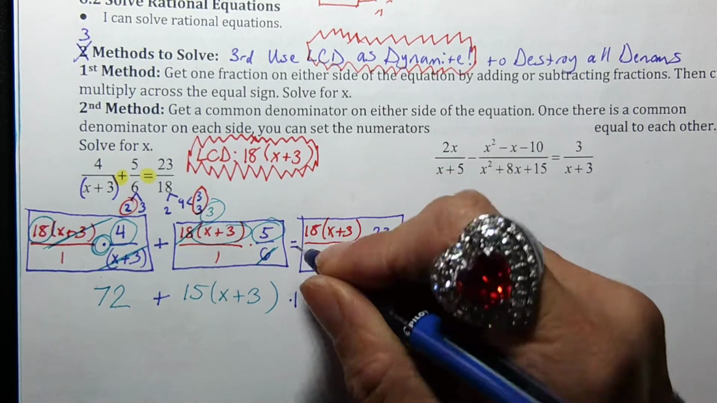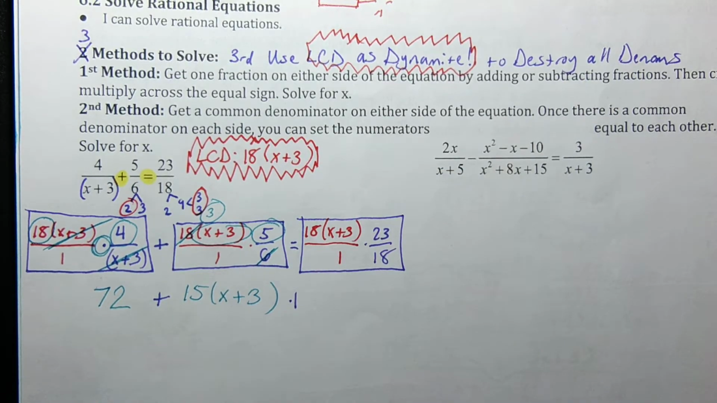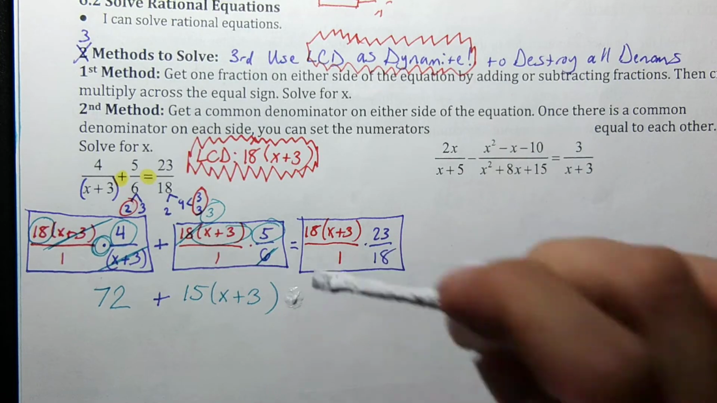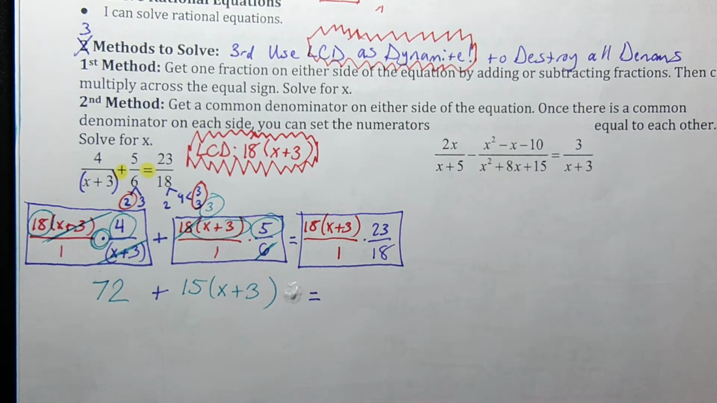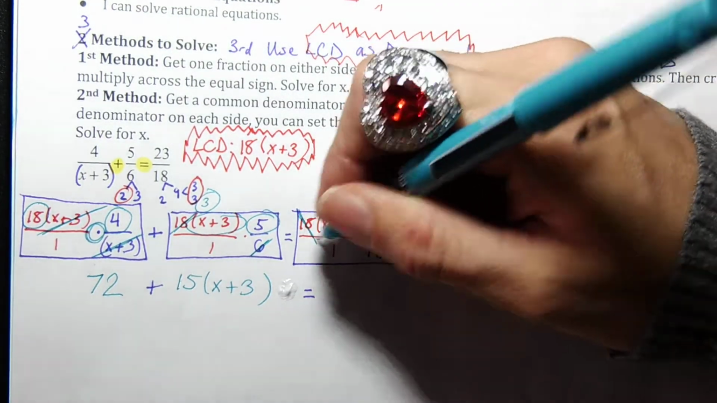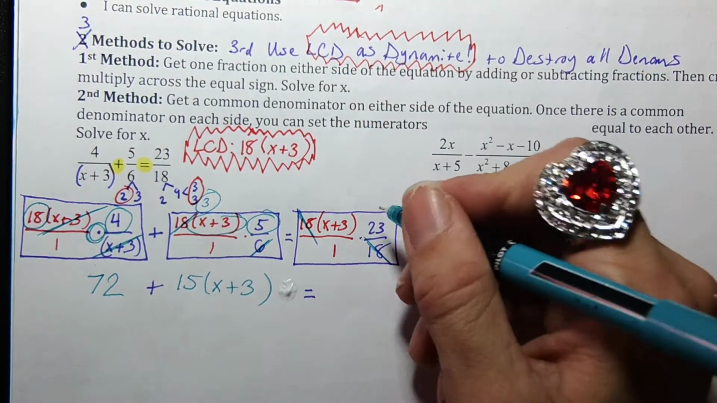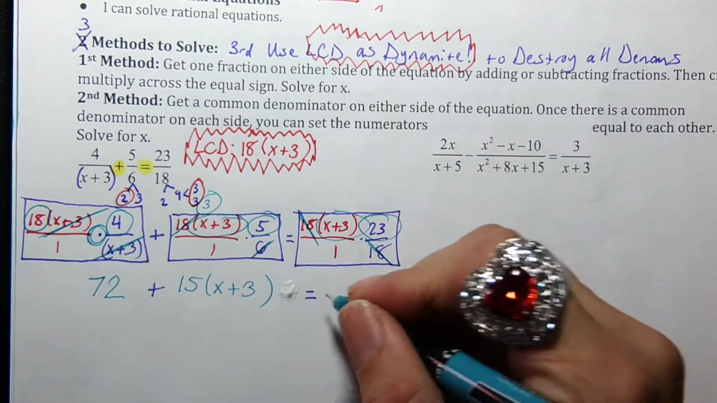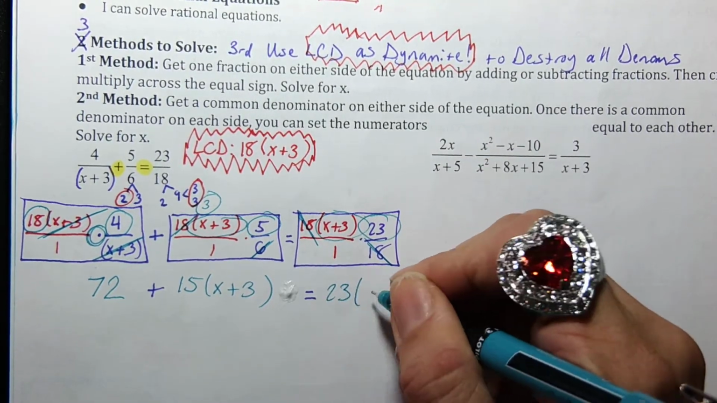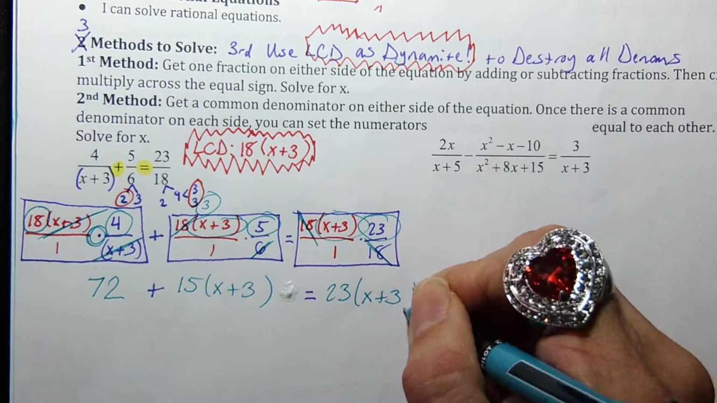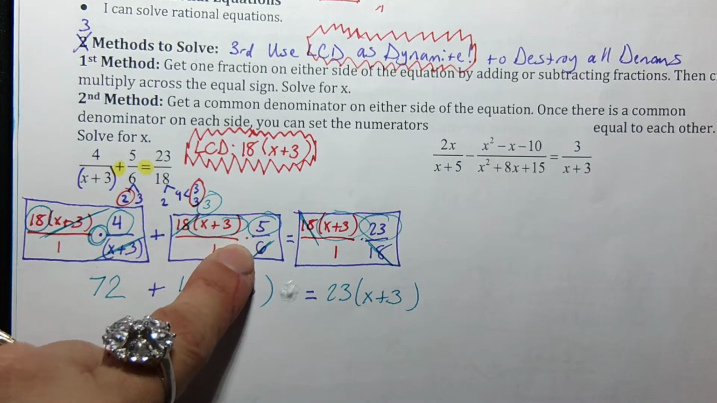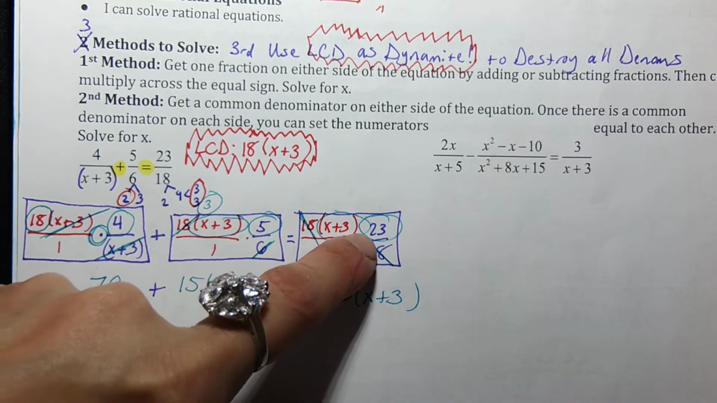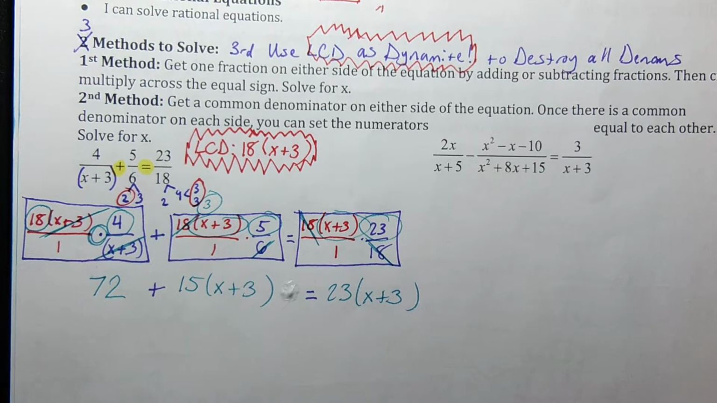Equals, it's chunky whiteout time, equals our last box. What's going to cross off in our last box? The 18s. Goodbye. So I'm left with 23 times x plus 3. Making sure that in between the stuff that's left over, you are putting multiplication, since there is a dot there.